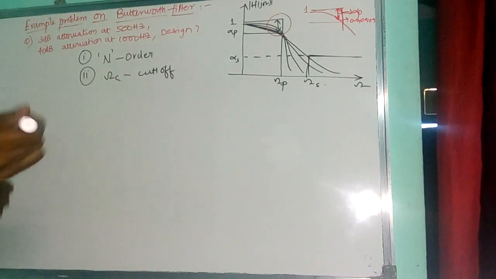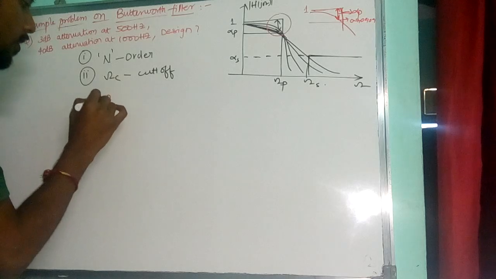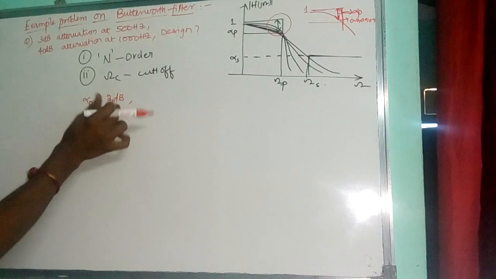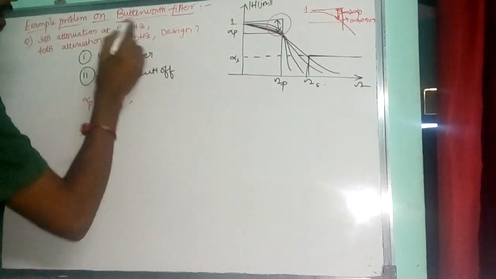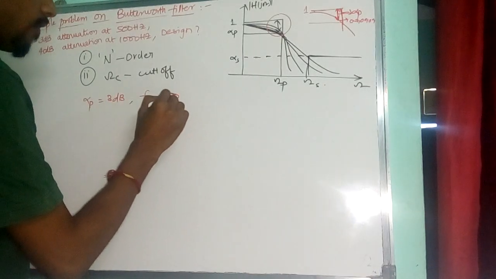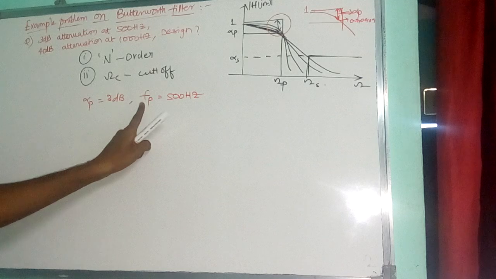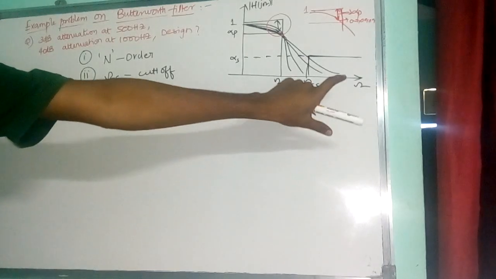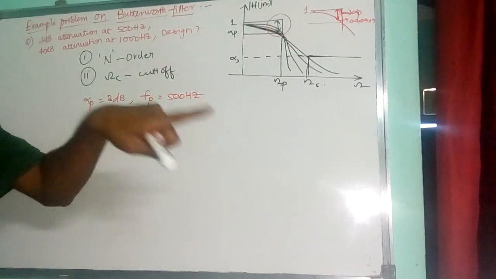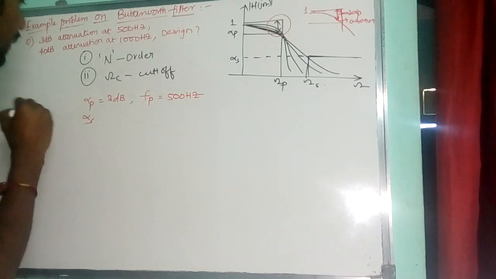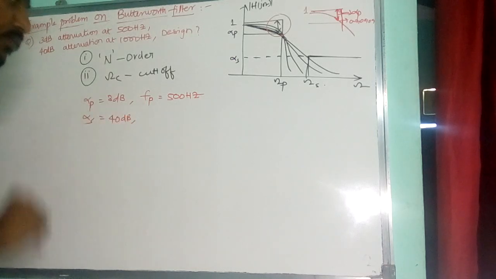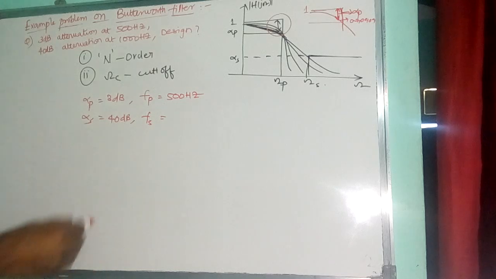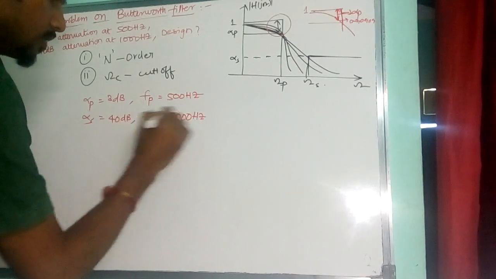So I am taking here my alpha p to be 3 dB attenuation. Whenever alpha p is 3 dB attenuation, then definitely my pass band frequency will be 500 Hz. 40 dB attenuation is at 1000 Hz. In stop band, we have much difference between the ideal characteristics and the practical characteristics. So I will take alpha s to be 40 dB, and then fs is 1000 Hz.